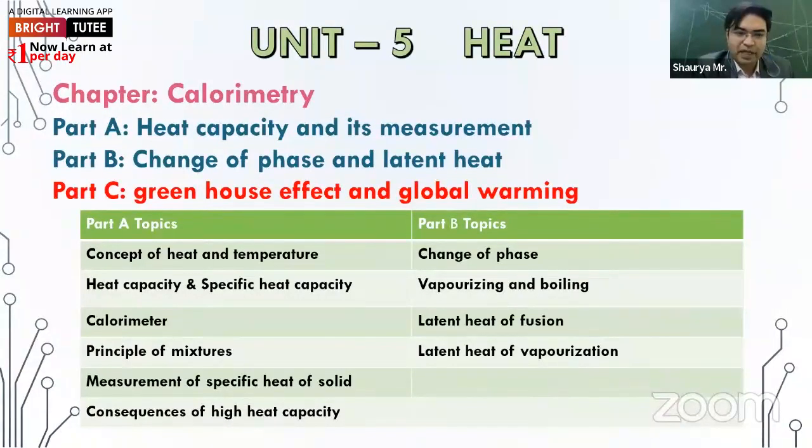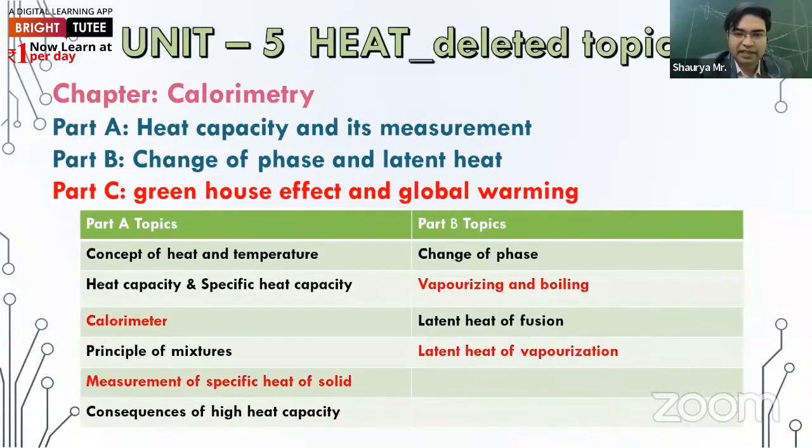Now, the last 2 topics in part A were measurement of the specific heat of a solid and the consequences of high heat capacity of a material. In part B, we were dealing with the change of phase, the heat curve of water, showing the change of state from solid to liquid to vapor. The next topic included vaporizing and boiling. And lastly, we gave the concept of latent heat of fusion and vaporization to the student. Obviously, this part also includes simple numericals like heat is equal to mass multiplied by latent heat of fusion or vaporization, whichever is relevant in a given situation.